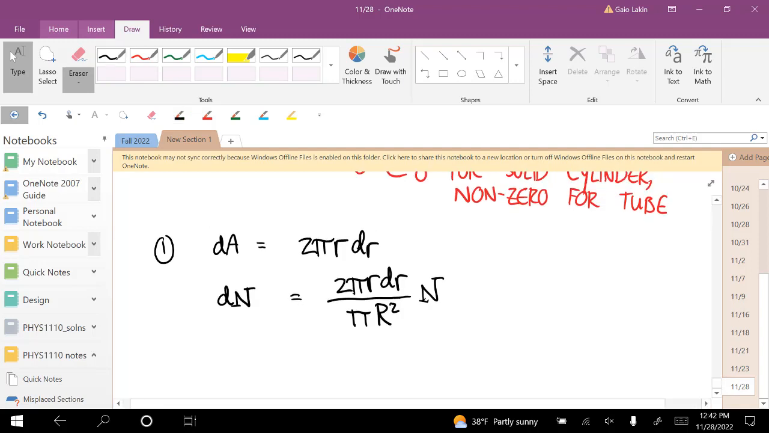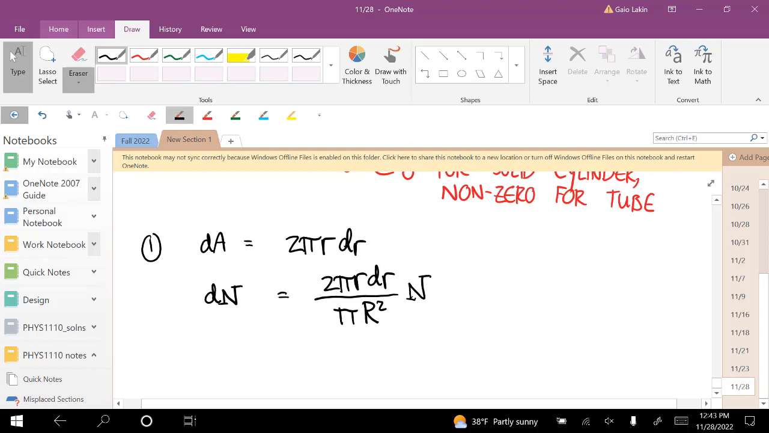Okay, so take a second and look at that and tell me if you follow what I'm doing there. So what I did was I came up with an expression for that infinitesimal area. Then I got the fraction of the total area that's made up by that infinitesimal ring. That's this fraction here. And then I multiplied that by n to come up with, you can think of it as, dn over n is equal to dA over A.